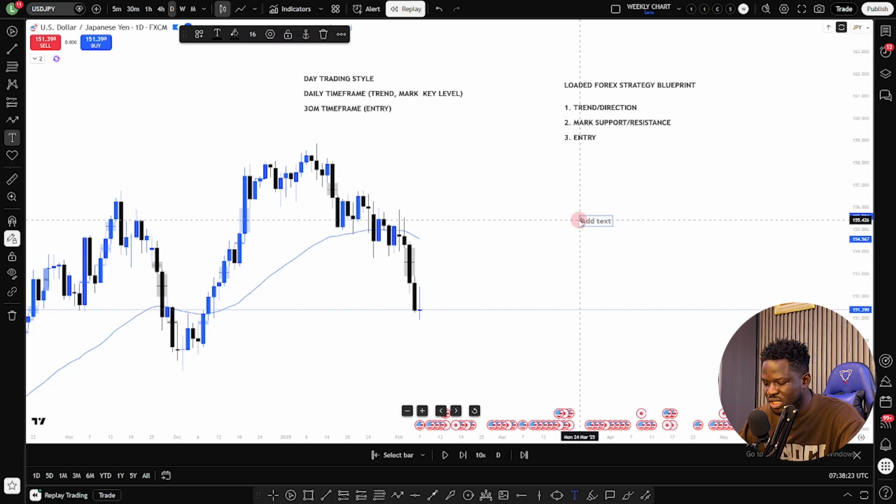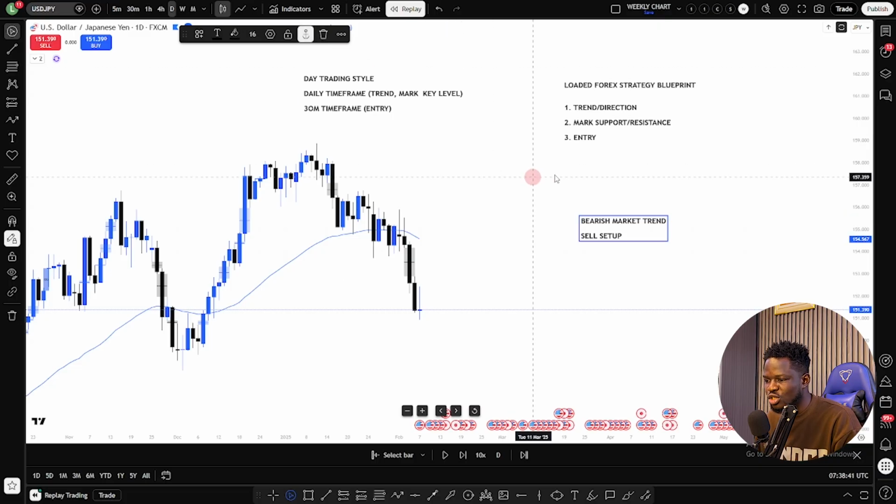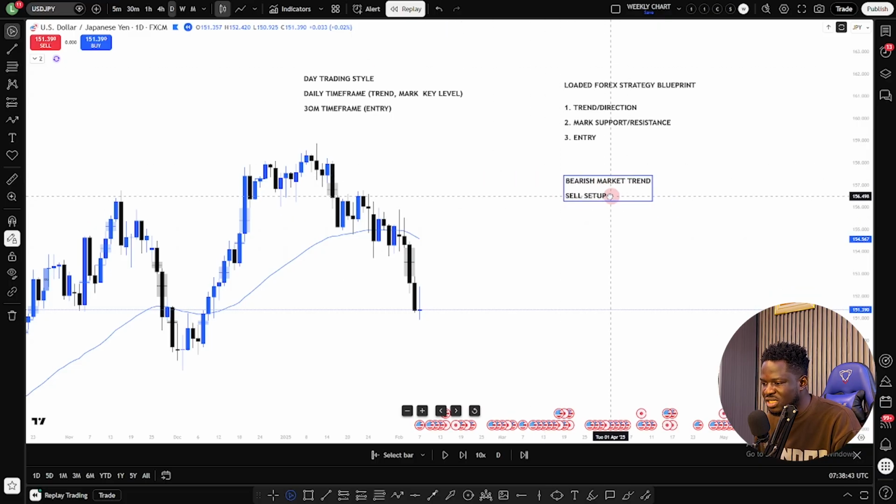What is the trend on the daily time frame? We are in a bearish market trend. And during a bearish market trend, your duty is to look for sell setups. Just be selling. You don't have any business with buy setups or with buyers in the market. Sellers are the ones dominating the market.